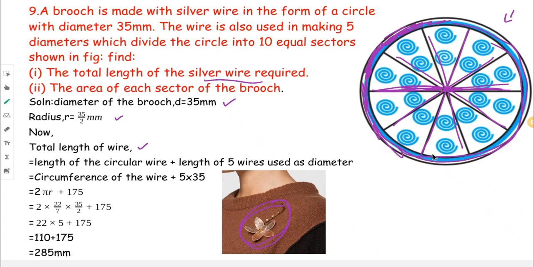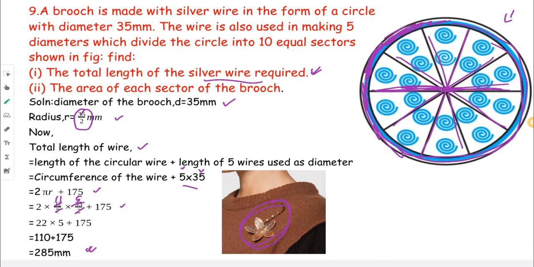Then there are 5 diameters, right? So 5, then diameter, how much are you given? 35. Then what is the formula for circumference of the wire, or the boundary of the wire? 2 times pi r, right? Then 5 into 35, I'll get 175. Pi is 22 by 7. Radius, how much did we get here? 35 by 2, right? So let's start dividing. 2 ones are 2, 2 11s are 22, 7 on the 7, 7 5s are 35. Then 20 into 5, when I multiply, I'll get 110, right? Then 110 plus 175, I'll get 285 millimeter. Clear? So that is the total length of the wire.